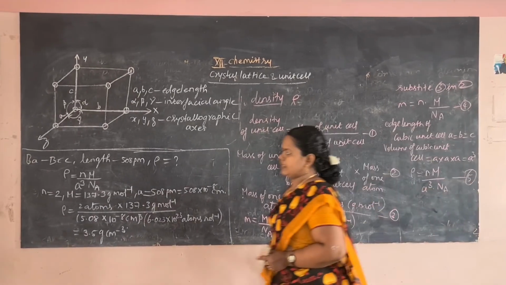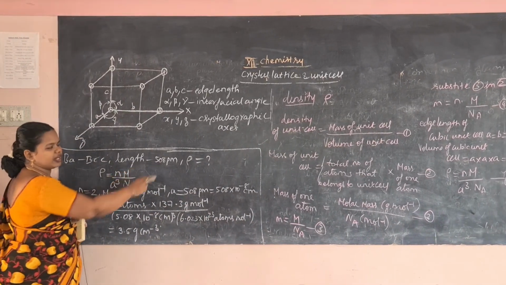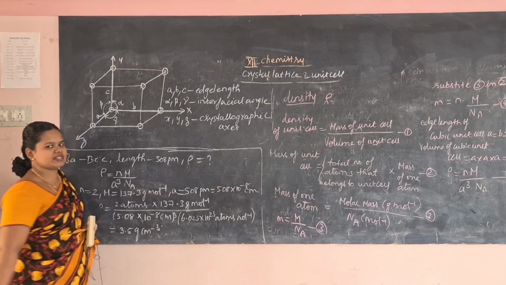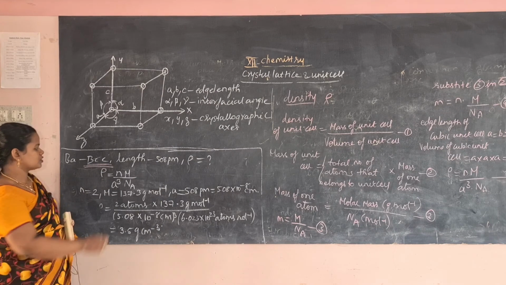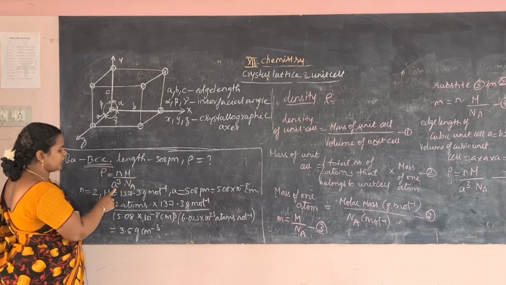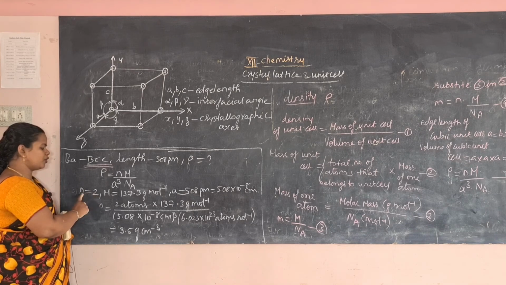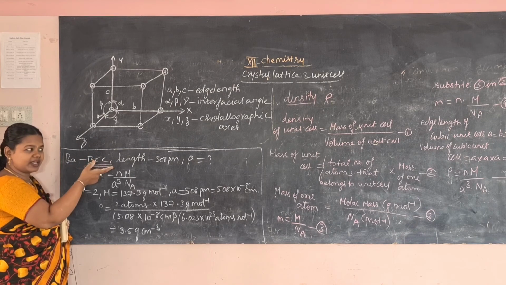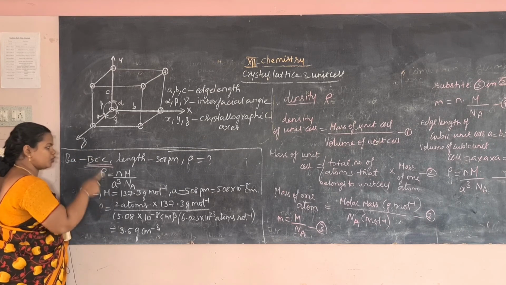Now we will see a problem. For example, barium is an example of a body centered cubic lattice whose edge length is 508 picometer, and we have to calculate rho. Rho is nothing but what? Density of the unit cell. And here they have given BCC. What is this BCC? Body centered cubic unit cell. So here we know the density will be given by the formula rho is equal to nm divided by A cube into Na. So here n will be equal to 2. Total number of atoms in the cubic unit cell, already I have derived, that is n is equal to 2, for BCC it will be 2.